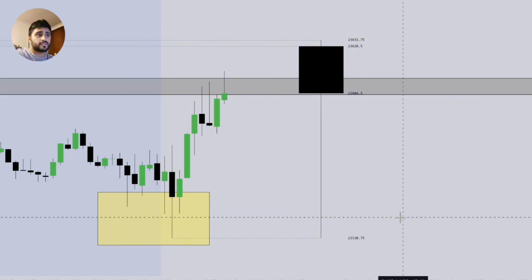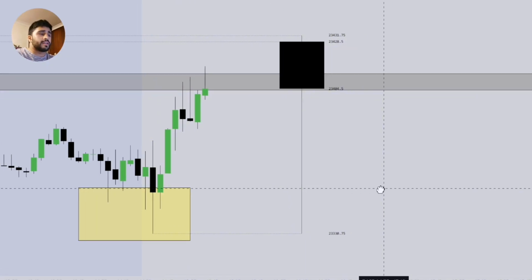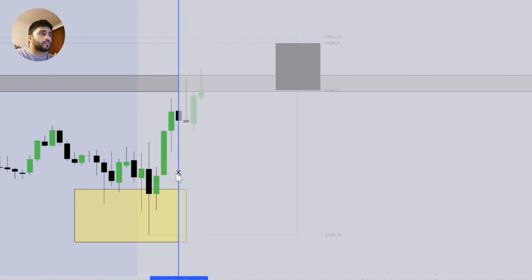Now, the third thing is this, power of 3. For those who don't come from an ICT background or whatever you want to call it, the way that a power of three works is that you have the candles open, which is over here. Actually, let me give you a better analogy of this. Let's kind of go here.